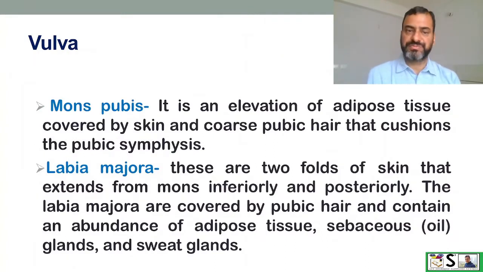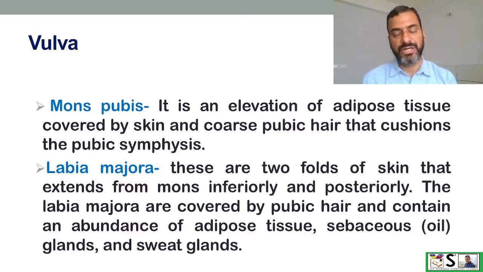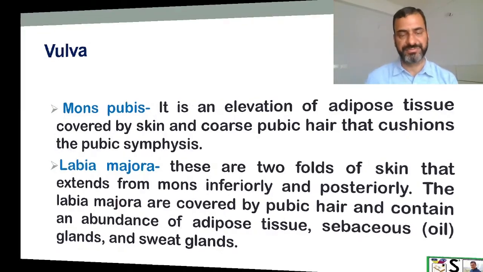First is mons pubis. It is an elevation of the adipose tissue covered by skin and coarse pubic hair that cushions the pubic symphysis. Labia majora. These are two folds of skin that extend from the mons anteriorly to posteriorly. The labia majora are covered by pubic hair and contain abundance of adipose tissue, sebaceous or oil glands, and sweat glands.